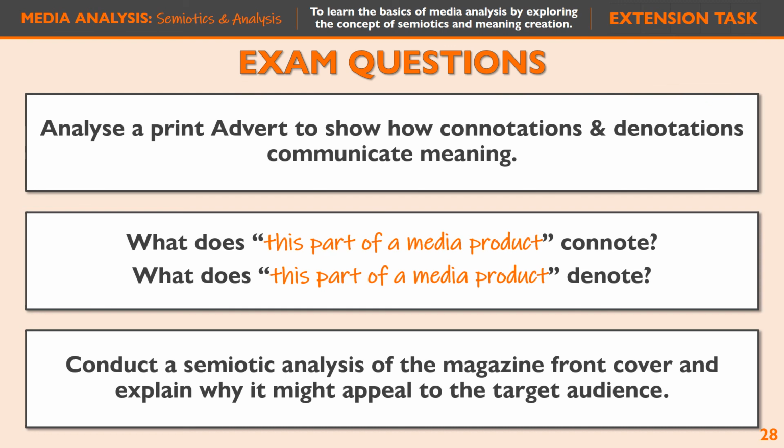And lastly here we have, conduct a semiotic analysis of the magazine front cover and explain why it might appeal to the target audience. So yeah, again you would need to find your own magazine front cover, but here the wording is really important to pay attention to. Conduct a semiotic analysis. Now for GCSE students that just means everything we've done in this lesson, analyse it. For A-level students it means obviously refer to the theory we learnt within this lesson from Saussure and his 3 different types of signifier.